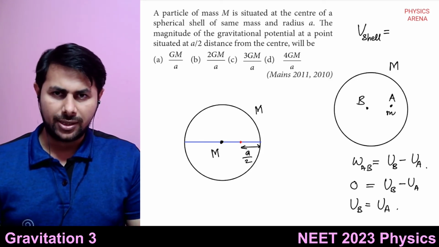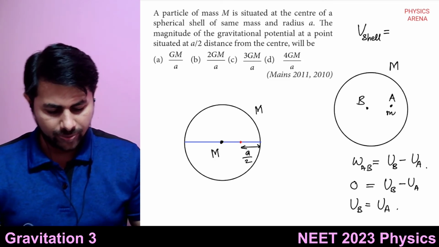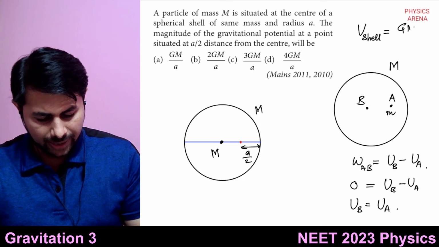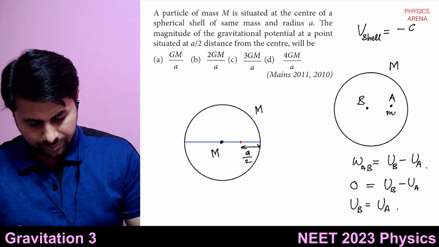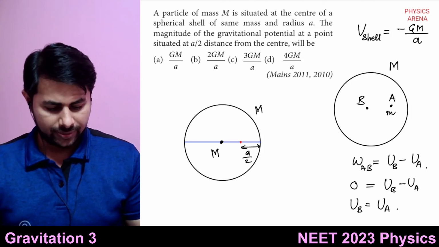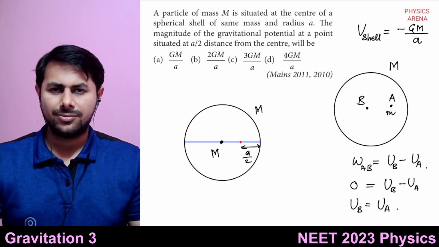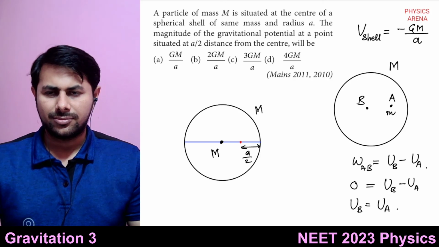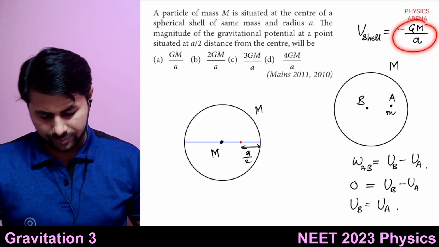So potential due to shell at all interior points will be equal to minus GM over the radius of the shell. Okay, got it? Yes, no? Okay, this is the potential due to the shell.